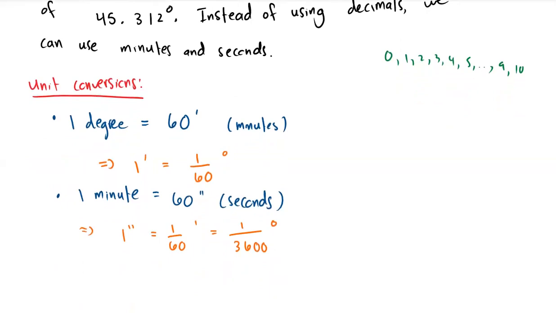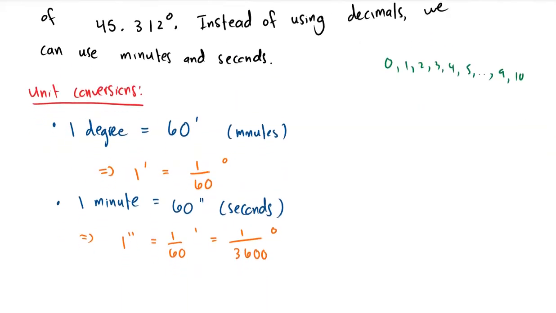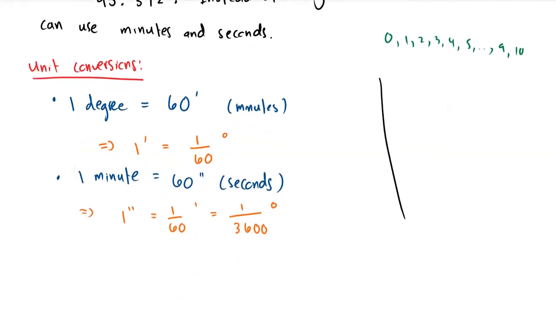So here are the units. 1 degree is equal to 60 minutes. Now, the symbol for minute is kind of like this apostrophe. The symbol for degrees, I don't know if I mentioned that explicitly, so just in case I didn't, the symbol for degree is this symbol, like an exponent, a small circle.